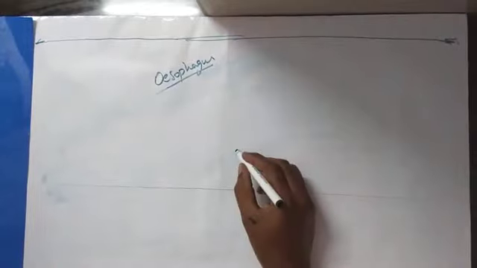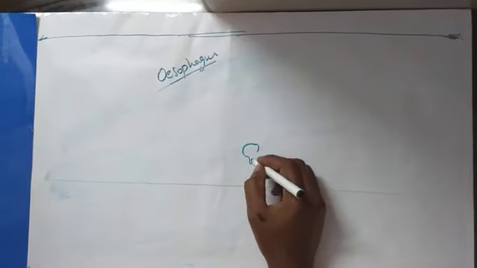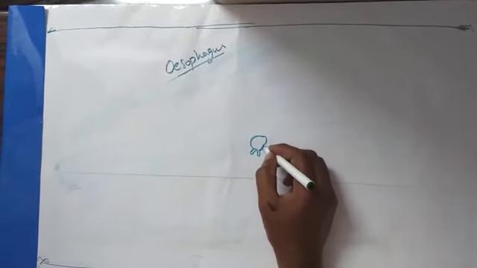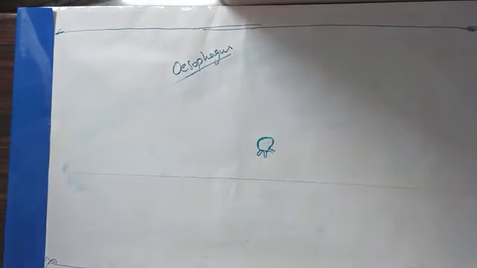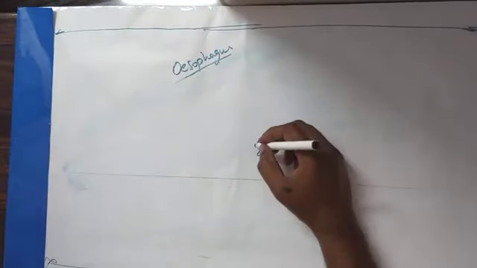So this is a transverse section passing through your cervical vertebrae. This is a reference, that is the cervical vertebrae. So what lies anterior to the cervical vertebrae?